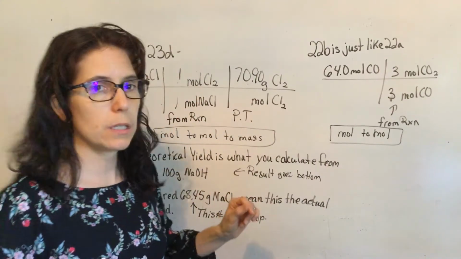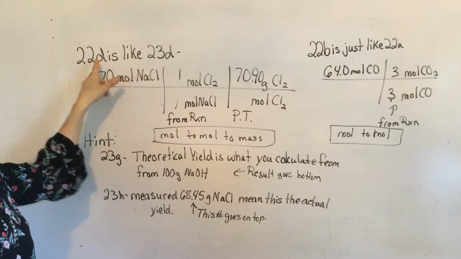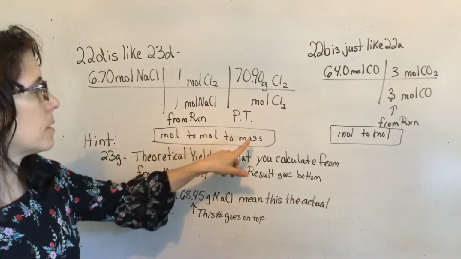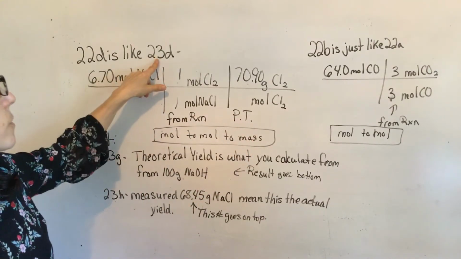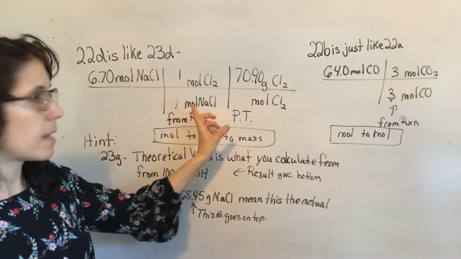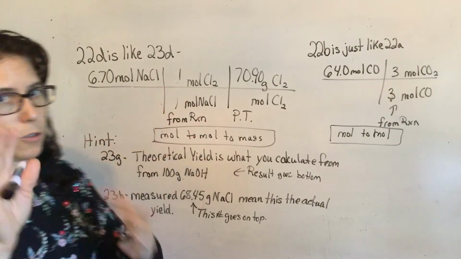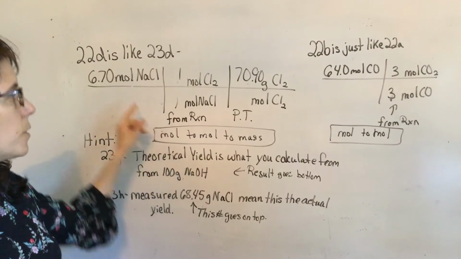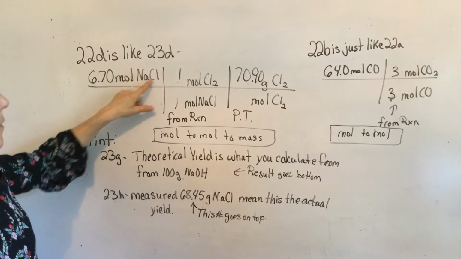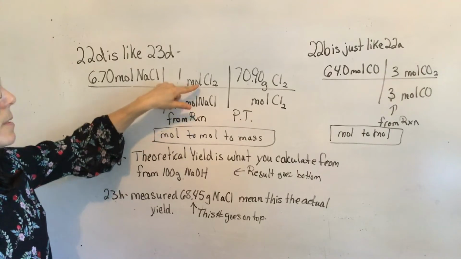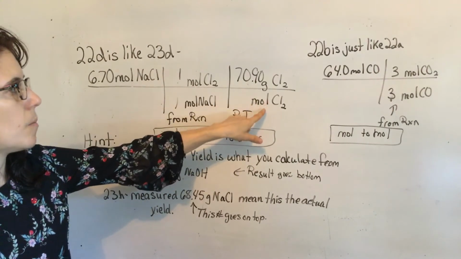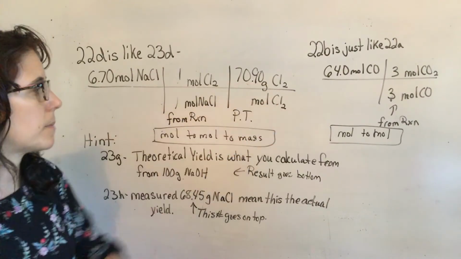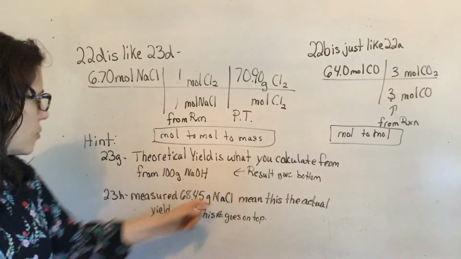So the first question asked was, what about 22D? 22D is going from moles, it's giving you moles and asking about mass, and 23D is just like it. So I set that up the same, okay? It's your responsibility to make sure you answer 22D. Don't hand this in because you won't get credit for it. But this shows you the first conversion is moles of one substance to moles of another. The second conversion is moles of the substance that's being asked about to the mass of the substance that's being asked about.